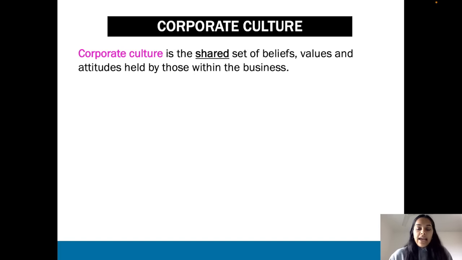Cool. Then we have corporate culture. This is the shared set of beliefs, values, and attitudes held by those within the business.